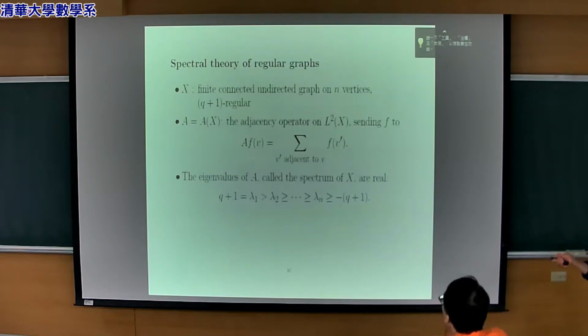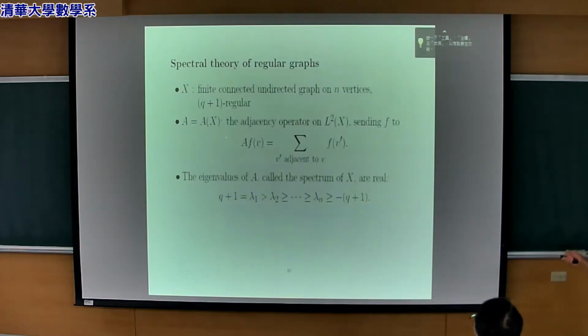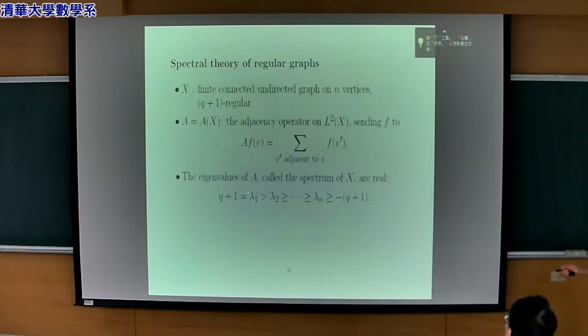Since this adjacency matrix is a real symmetric matrix, we know that its eigenvalues are real, and we can arrange them from large to small. Since this graph is q plus 1 regular, it's easy to show that eigenvalues sit between q plus 1 and minus q plus 1. And q plus 1 is an eigenvalue because the constant function is an eigenvector. Because we assume the graph is connected, the second eigenvalue will be less than q plus 1. The gap between the first and the second eigenvalue is called the spectral gap.